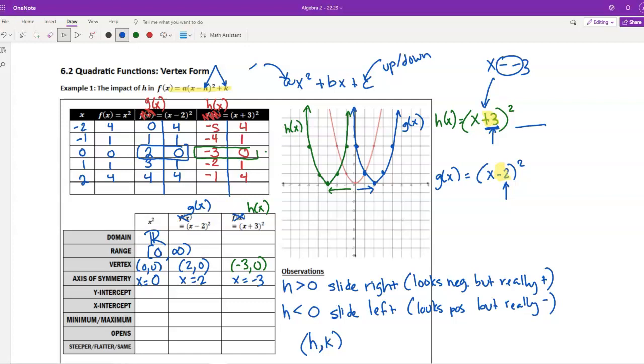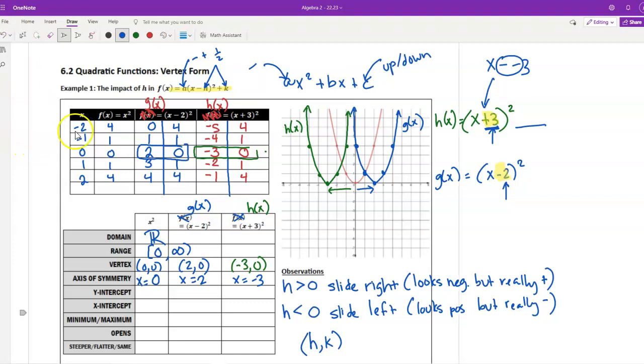We can see our maximum and our minimums and where they open up. Notice that there was no multiplier. Look out in front here at this a. This a takes on the same impact as it would in the standard form one. When it was negative, it would open down. When it's positive, it opens up. If we multiply it by 1/2, we're going to make it flatter. And if we multiply it by a number greater than 1, we're going to make it steeper.